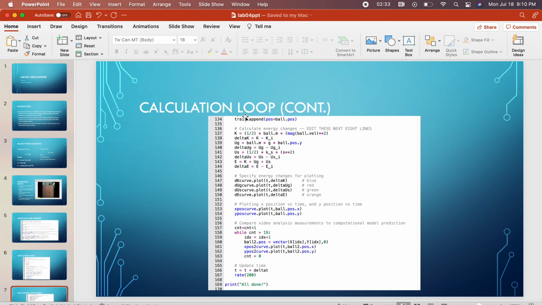This is the calculation loop continued. So these are the energy changes. So that's delta E. And then we had a rate of 200.